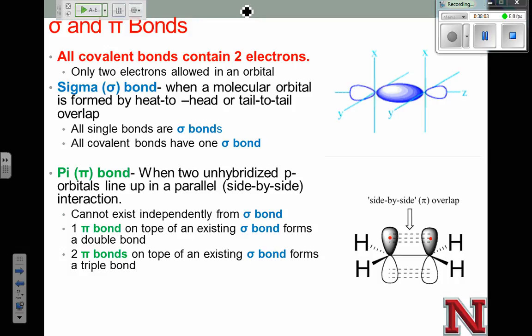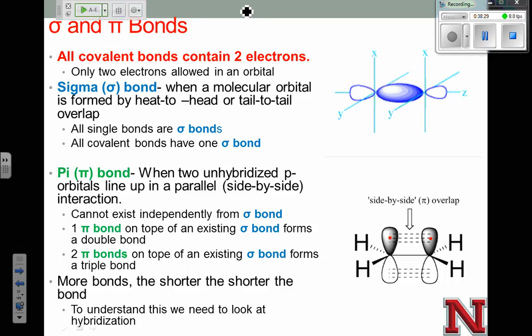You cannot have a pi bond without a sigma bond first. This is our sigma bond, but we're not focusing on it, but we have it. A double bond has a sigma and a pi. A triple bond is a sigma and 2 pi bonds. Now this is only showing the 1 pi bond, but we'll look at that in more detail.